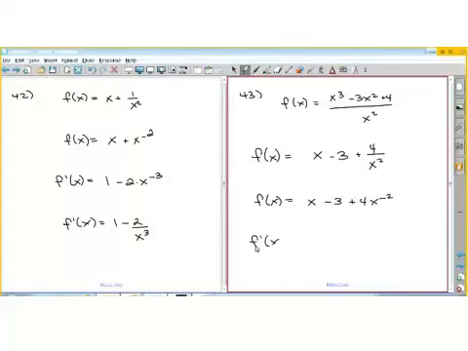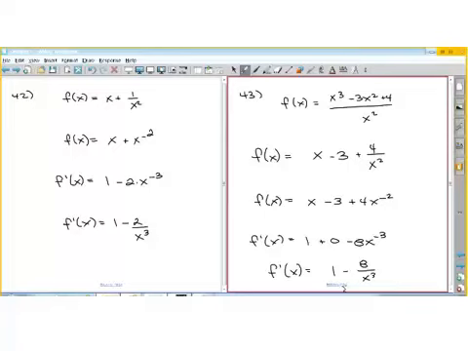We take the derivative. The derivative of x is 1. The derivative of a constant is 0. Here we get -2 times 4, which is -8. We reduce the exponent by 1. So the final answer is 1 minus 8 divided by x cubed.